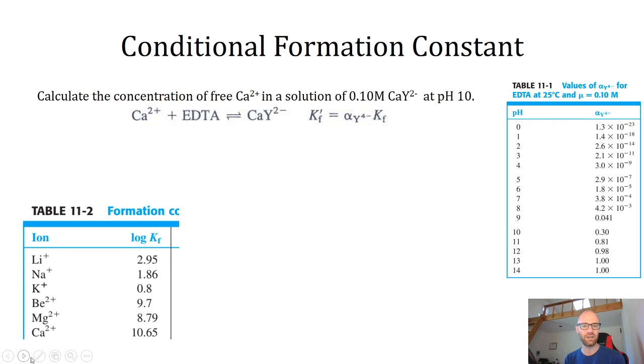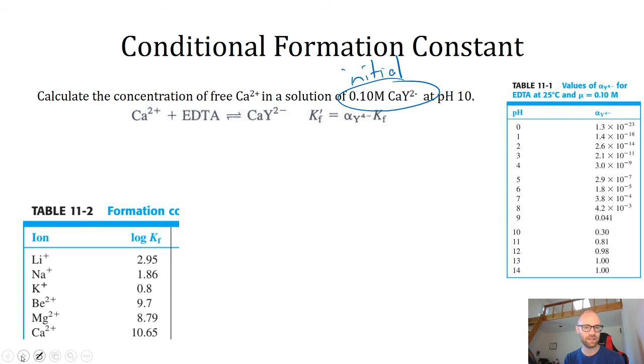Instead, I'm going to look at a little bit more utilitarian view of this. So, to take a look at this, we're going to say we want to calculate the free calcium ion in a solution of 0.1 molar bound calcium at a pH of 10. So that is to say, this is our initial.